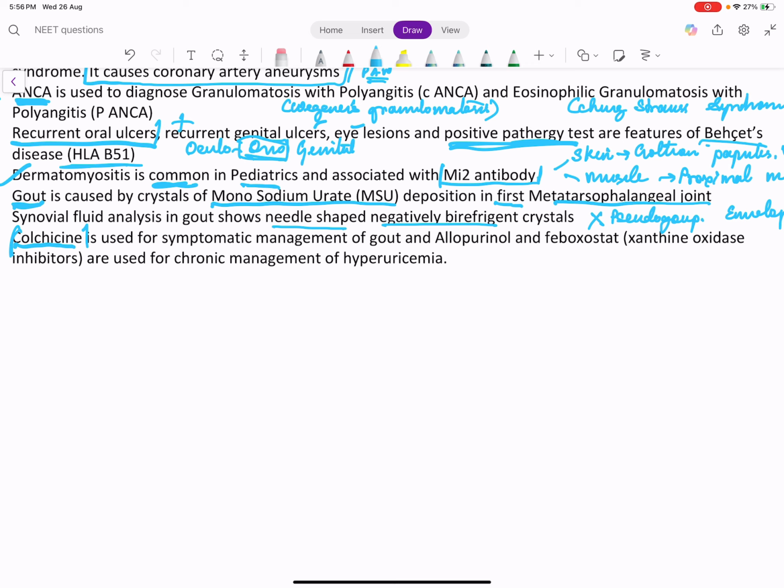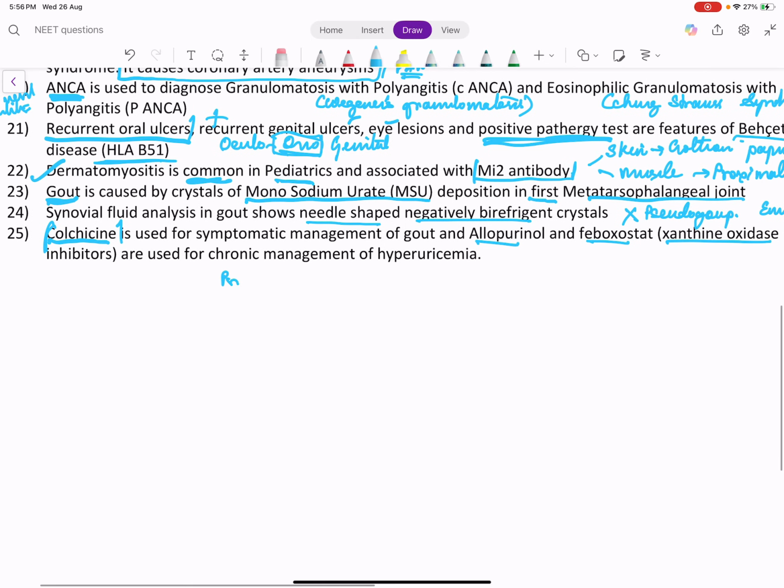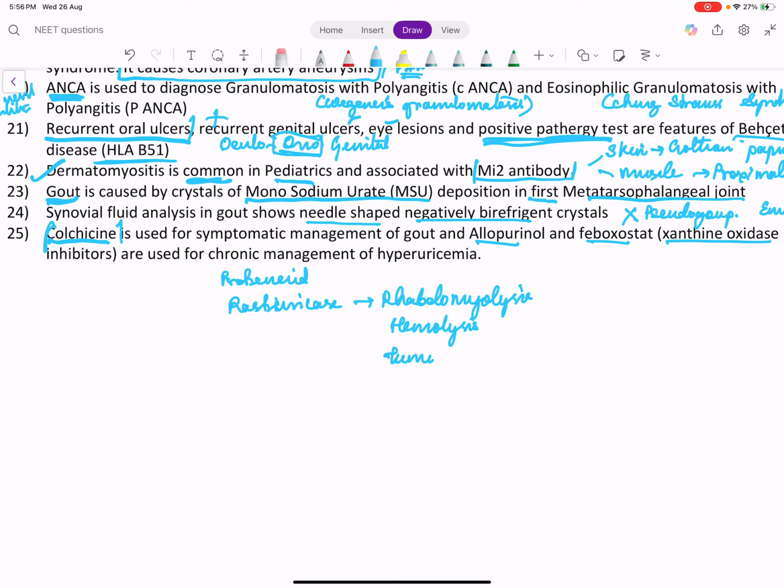How will you treat the disease? The pathology changing drugs will be drugs which reduce uric acid production, that is xanthine oxidase inhibitors, allopurinol and febuxostat. Also we have other drugs like probenecid, which excretes uric acid, and we have some uricase enzymes, rasburicase, which are used especially in uric acid emergencies like rhabdomyolysis, hemolysis or tumor lysis. In these conditions, when cells go for lysis, the intracellular uric acid gets excreted. So to remove this excess amount of uric acid, we use rasburicase.